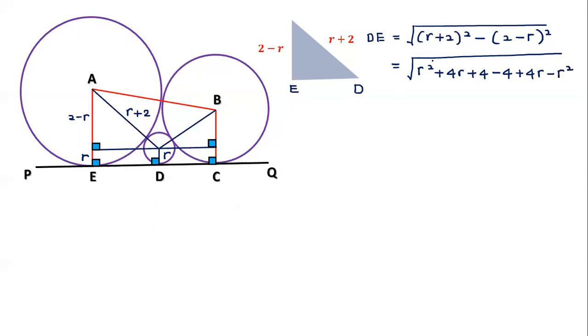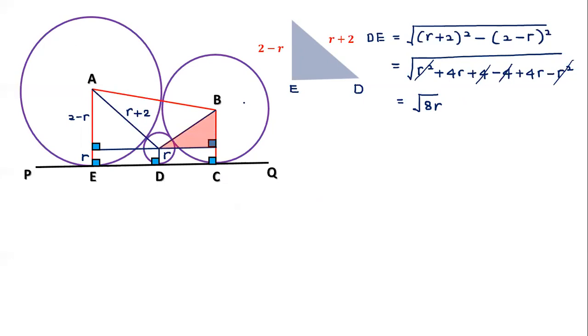So we try to simplify. R squared minus R squared is 0. 4R, not this one, sorry. 4 minus 4 is 0. So we're going to end up with 8R. Got it? Okay, done. We already done for the first triangle.